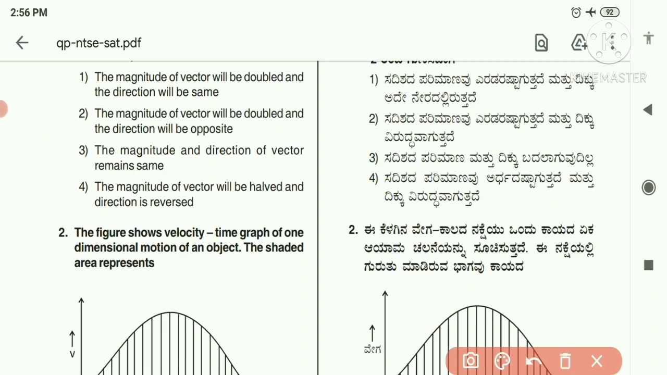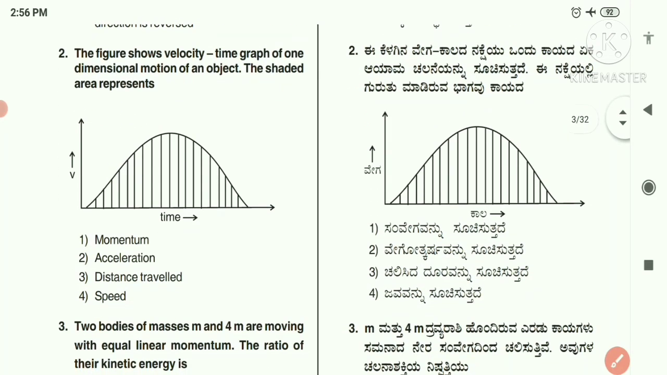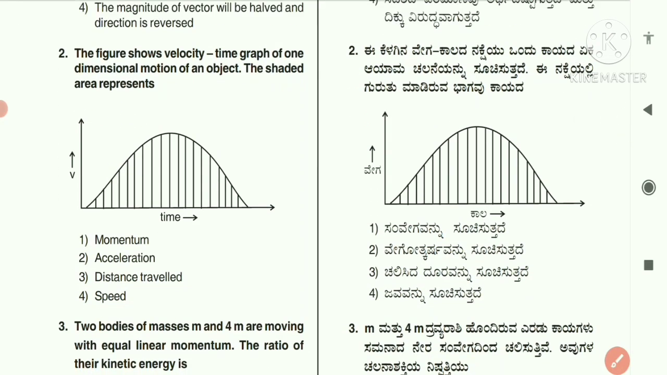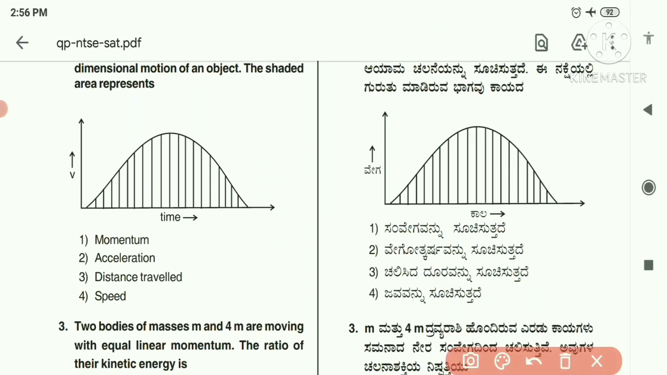Next question. The figure shows a velocity-time graph of one-dimensional motion of an object. The shaded area is given, and it asks what it indicates.